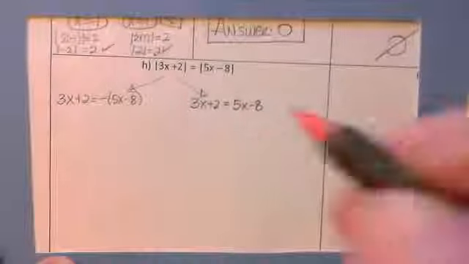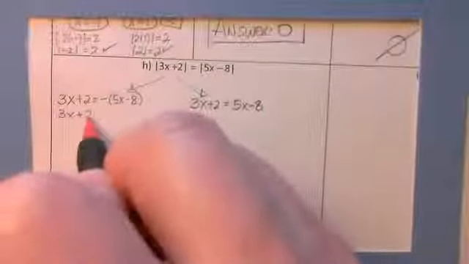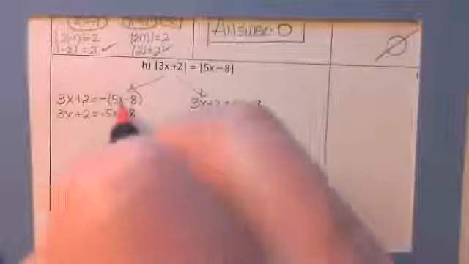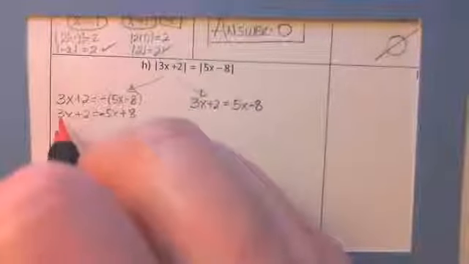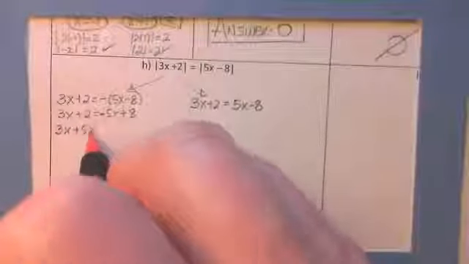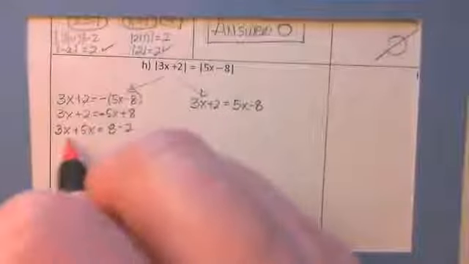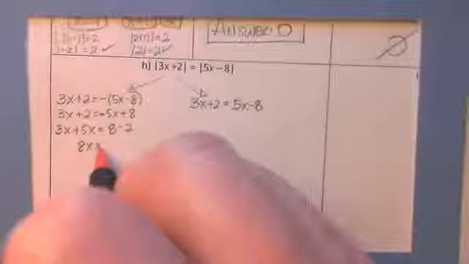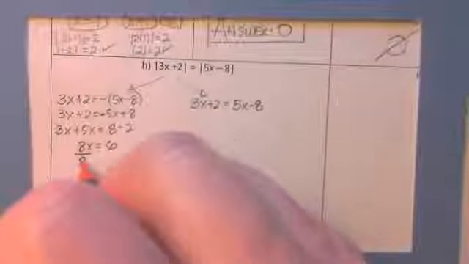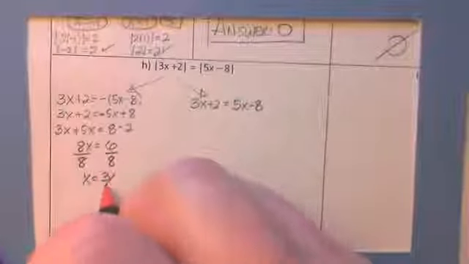And now we just have two equations that we have to solve. So basically this would be 3x plus 2 equals negative 5x plus 8. We've got to distribute the negative. That's very important. Now let's move things around. So 3x plus 5x, and the 2 is going to go to the other side, so it would be 8 minus 2. So here I'm going to get 8x, and here I am going to get 6. And if I divide both sides by 8, I'll get x equals 3/4.